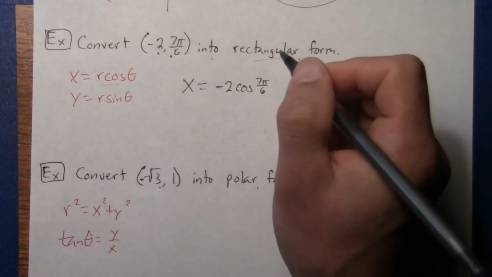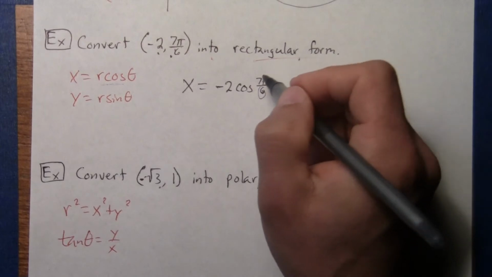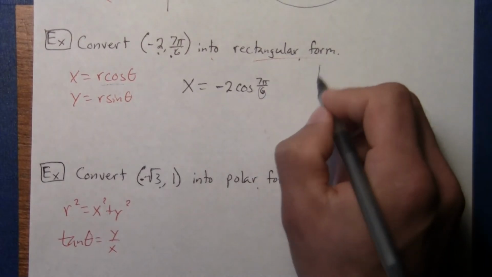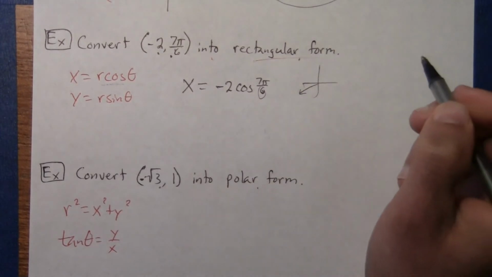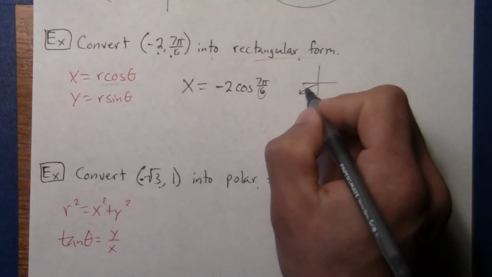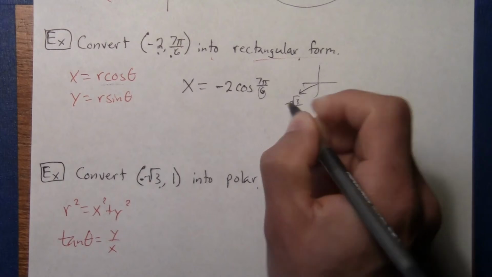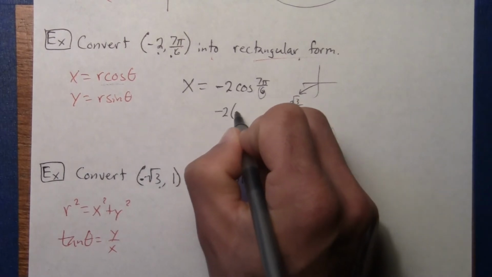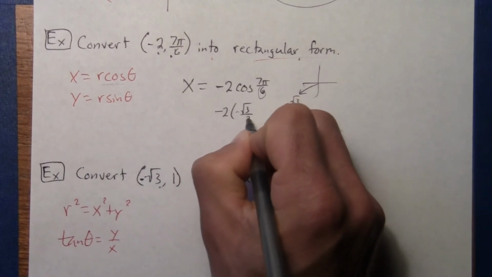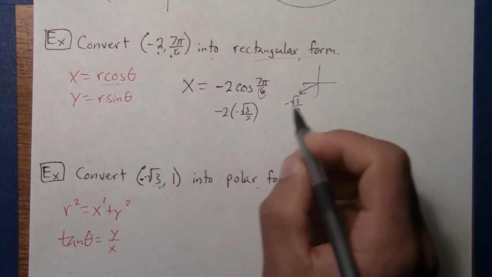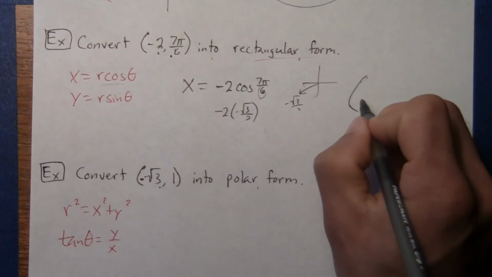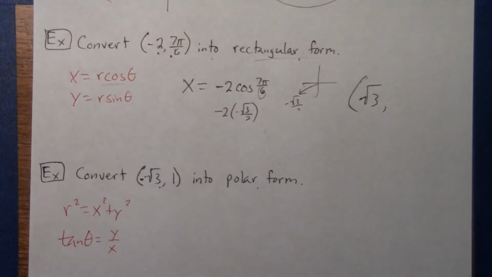Well, I know 7 pi over 6, it's over 6, so it's a 30-degree reference angle. That's bigger than 1 pi. I know that that's actually right here. 30-degree reference angle, so I know the x value is square root of 3 over 2. It's negative because of where it is. So I know that this is negative 2 times negative square root of 3 over 2. The 2's cancel, the negatives cancel. My x value should just be square root of 3.